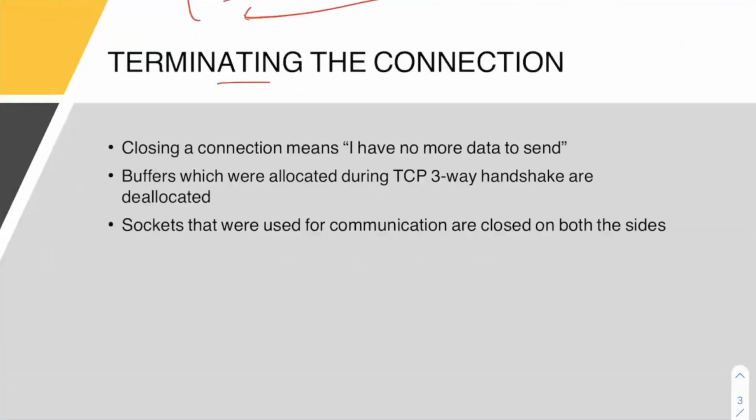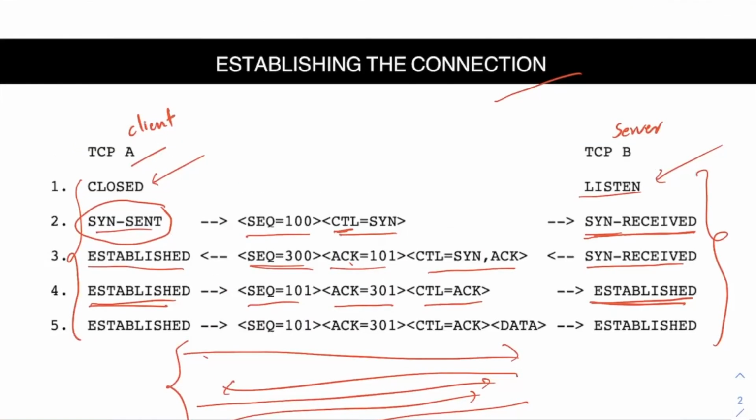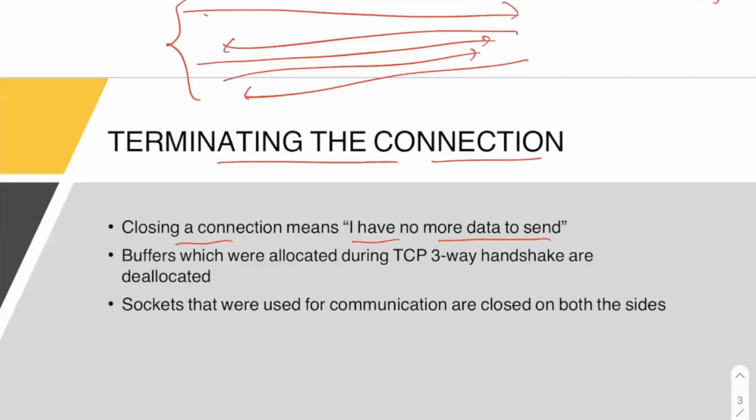What do we mean by terminating the connection? Closing a connection means I have no more data to send. This can happen from both sides. Either the server or the client can close the connection. If the server does not have any data to send, it will tell the client, okay, let's close the connection. Or if the client does not have any data to send to the server, it will say, okay, let's now close the connection.